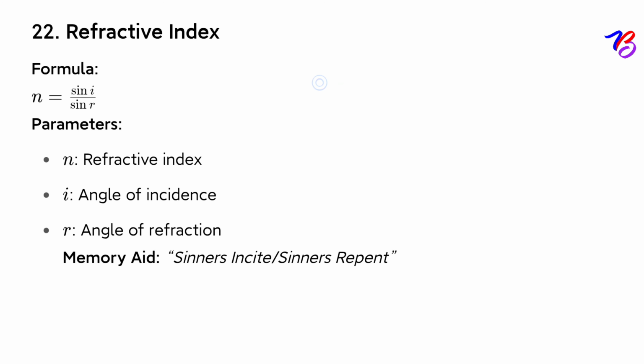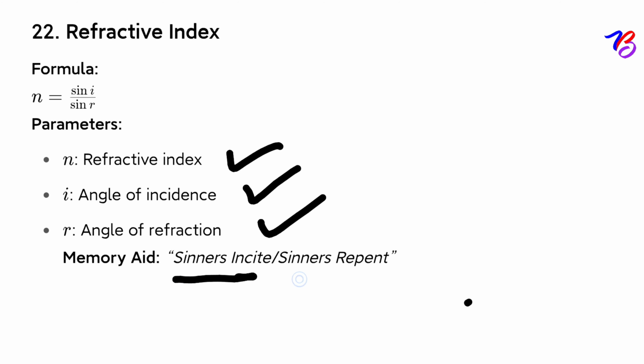22, refractive index. Our formula is giving us refractive index is equal to sine I over sine R. Are we together? So if that is the case, our N is the refractive index, our I is the angle of incidence, and R is the angle of refraction. Don't forget that sinners incite sinners repent. Sinners incite divided by sinners repent. So please, sinners that incite should repent. That's what it means. Don't forget this particular formula.